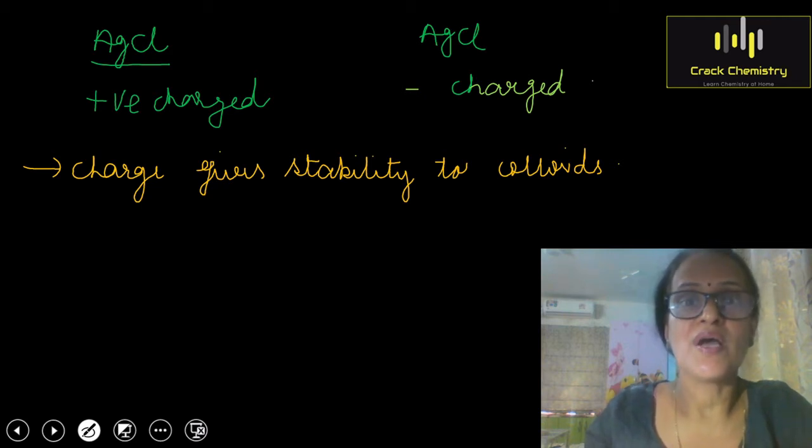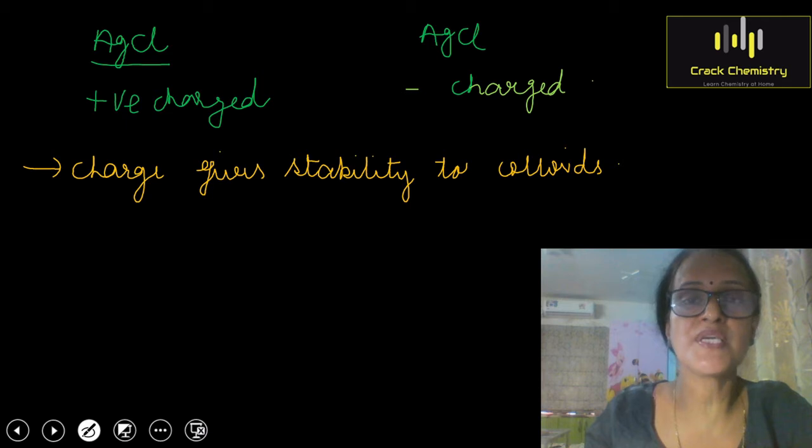So now, if by any method we remove the charges on the colloidal particles, what will happen? All the colloidal particles will come together and form a larger aggregate and they will settle down under the influence of gravity. So children, always remember one point, that charge gives stability to colloidal solution. Charge की वजह से colloidal solutions में stability आती है.